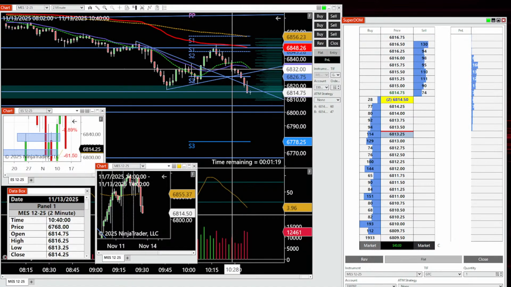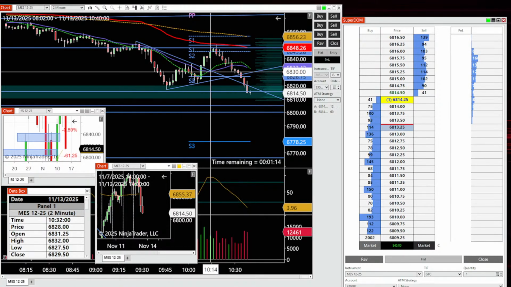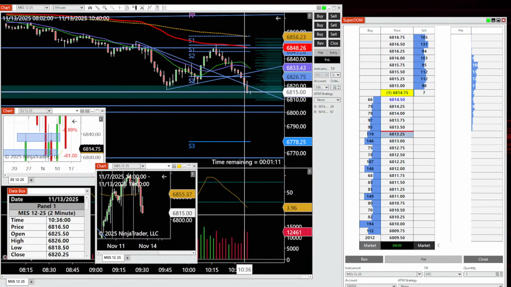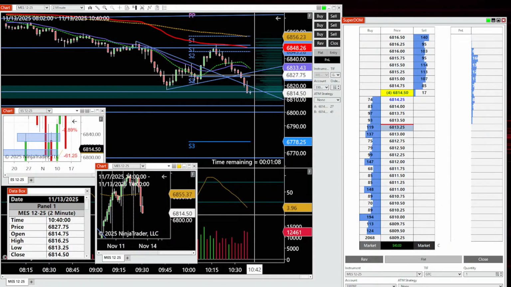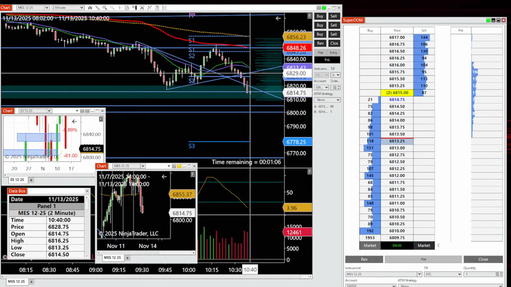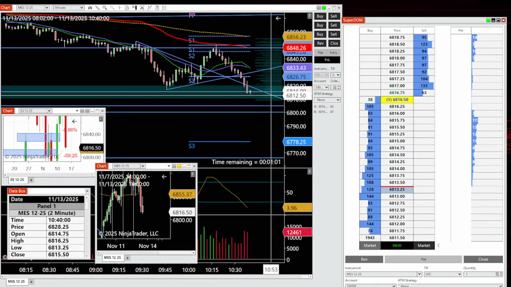We got a head and shoulders. I'm going to call this a little shoulder, but we got a nice shoulder, head. Can we get another shoulder? Come back up in this area, 25, 30, or make a lower shoulder.